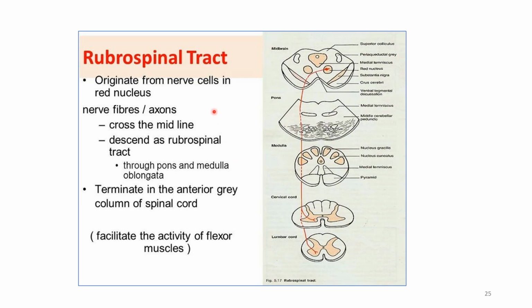First, coming to the rubrospinal tract, it originates from the nerve cells in the red nucleus. Where is the red nucleus present? It is present in the midbrain. The fibers originate in the red nucleus and the axons cross in the midbrain and descend as the rubrospinal tract. They come through the pons and medulla and go up to the spinal cord. They terminate in the anterior gray column of the spinal cord. Why is it important? They facilitate the flexor muscle activity.